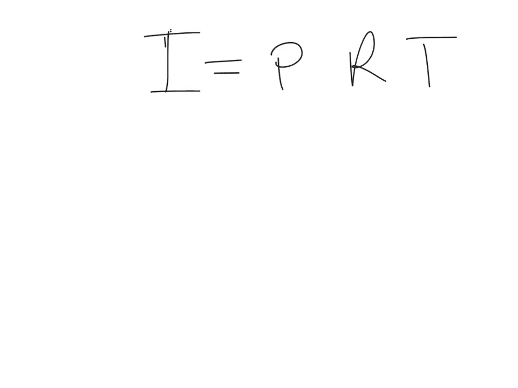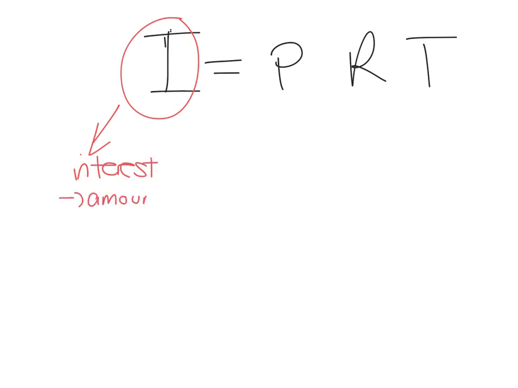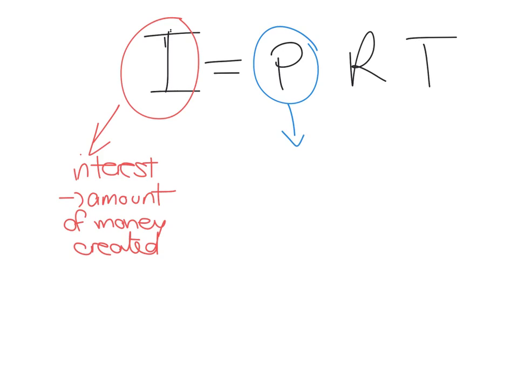Now, each of these stands for something. I stands for the interest, which is the amount of money created, or the amount that you have to actually give the bank, for example, if you're doing a loan. So amount of money created. The principal is the value or the amount of money invested that you put in the bank, for example. That's what an investment would be, or borrowed.